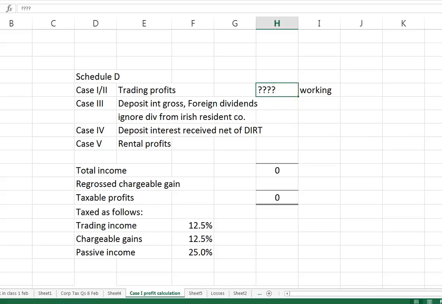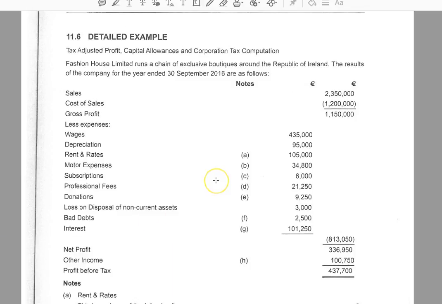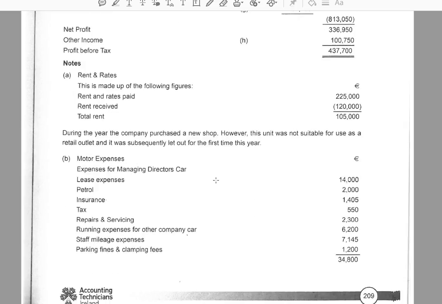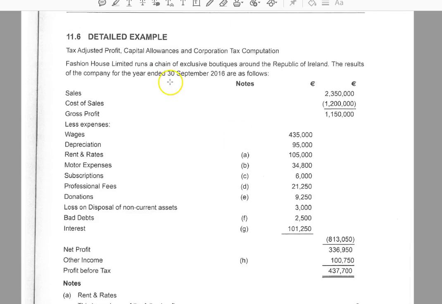And for example, in the book, the example that is here on page 209 is a more detailed question. So it gives you the year end is 30th of September 2016. So that'll be the basis period for the tax year 2016. And it gives us its sales less all these expenses, and it adds other income in there, and it gives us a profit before tax. So in accounting terms, that's the profit before tax.